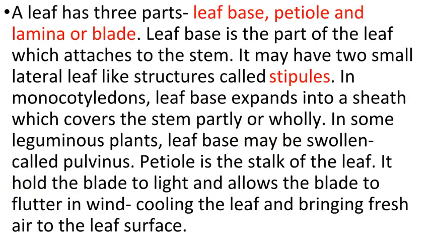A leaf has three parts: leaf base, petiole, and lamina or blade. Leaf base is the part of the leaf which attaches to the stem. It may have two small lateral leaf-like structures called stipules. In monocotyledons, leaf base expands into a sheath which covers the stem partly or wholly. In some leguminous plants, leaf base may be swollen, called pulvinus.